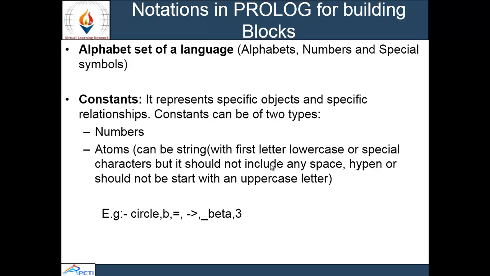Atoms can be strings with the first letter lowercase, and other characters in the string are letters, digits and underscores, but no sign character. A string or a sequence of characters from the alphabet set enclosed between apostrophes, and all special symbols like question mark hyphen and semicolon hyphen, colon hyphen are also atoms in Prolog. For example, circle, B equals, arrow symbol, underscore, beta, 3, etc. all are constants.